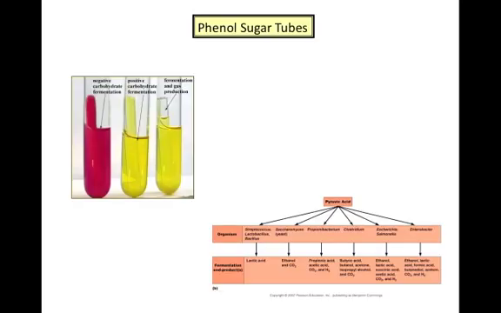The first example of one such metabolic test is phenol sugar tubes. Phenol sugar tubes use the phenol red indicator to determine whether an organism is capable of metabolizing or breaking down a specific sugar. The indicator is yellow at a pH lower than 6.8 and red at a pH higher than 7. Some sugars that are commonly used in phenol sugar tubes are glucose, maltose, and lactose.